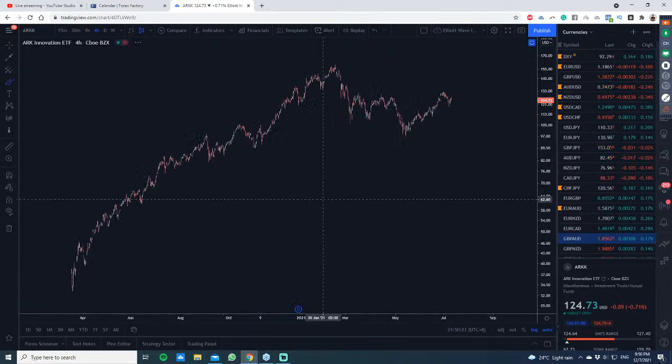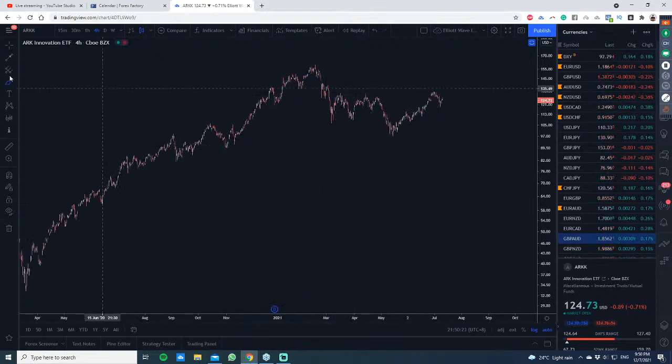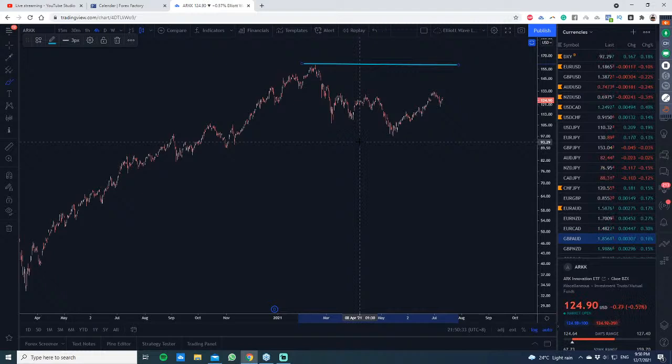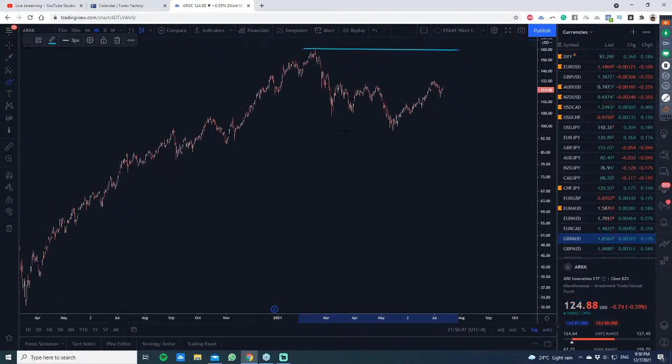But if you take a look at that, this year you can see the S&P and the Nasdaq have already broken highs, but ARK Invest has yet to break highs. That is something you want to take note of, which means that, again, their portfolio is probably not doing as well as the stock market in general.